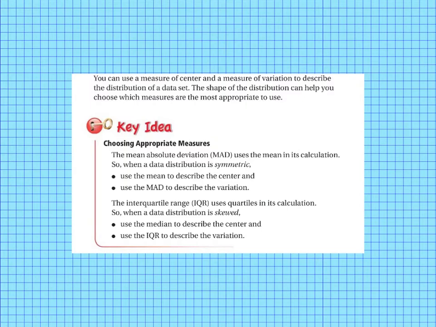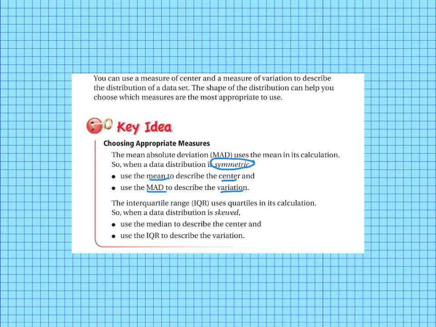Today we're going to start with our key idea. It says you can use a measure of center and a measure of variation to describe the distribution of a data set. The shape of the distribution can help you choose which measures are the most appropriate to use. Choosing appropriate measures. The mean absolute deviation, or MAD, which you might remember from chapter 9, uses the mean in its calculation. So when a data distribution is symmetric, use the mean to describe the center and the MAD to describe the variation.